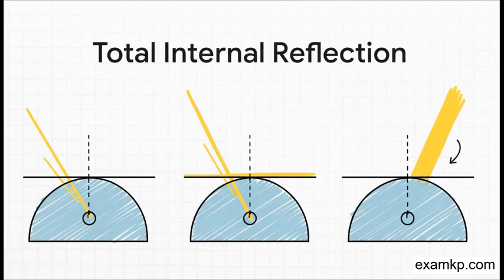Okay, now for something really interesting. Sometimes, when light tries to leave a dense material, it can't get out at all. It gets completely reflected back inside. We call this total internal reflection, or TIR for short.